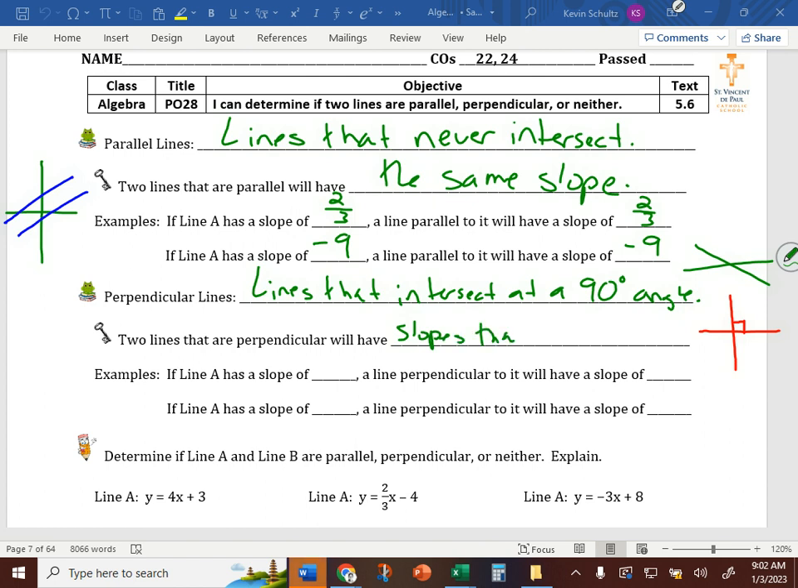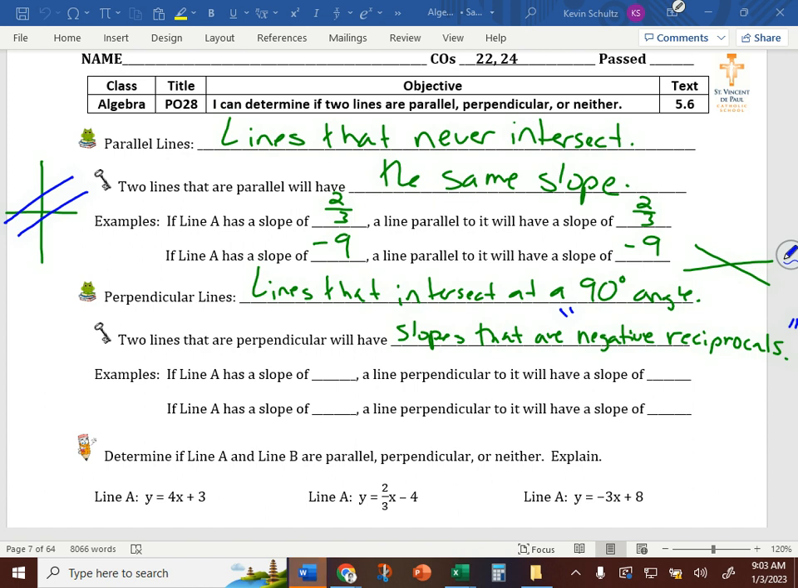They'll have slopes that are negative reciprocals. I'm going to erase my diagram over here so I can fit the word. Okay? Negative reciprocals. And we know what the word negative means, right? It means opposite. And so Naveen said their signs will be opposite, and that's true. One will be positive, one will be negative. As Katie said, the rise over run will flip.